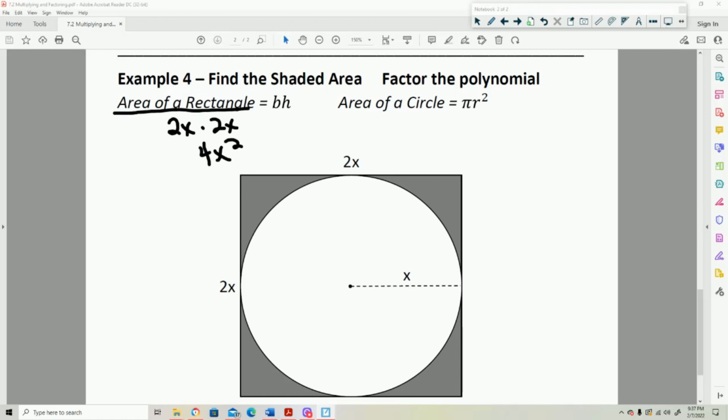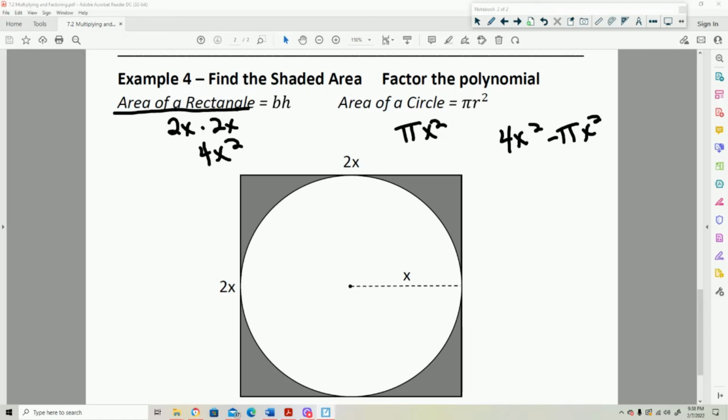The area of the circle is pi r squared. Well, the radius is x. So it's pi times x squared. Instead of r, we're going to leave pi. We're not going to make it 3.14. We're just going to leave it pi in terms of pi. Now to find this shaded area, you simply subtract these. So I get 4x squared minus pi x squared.